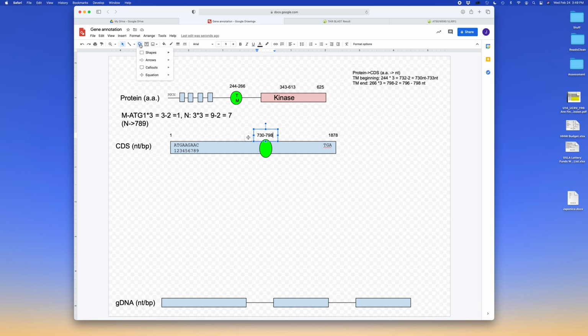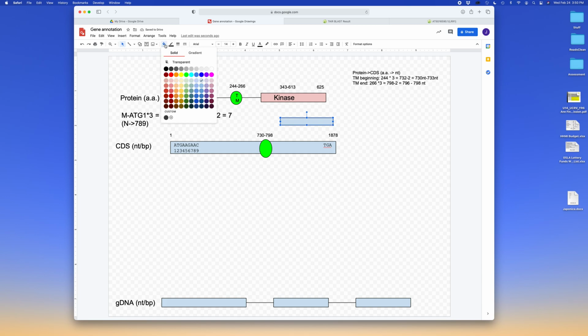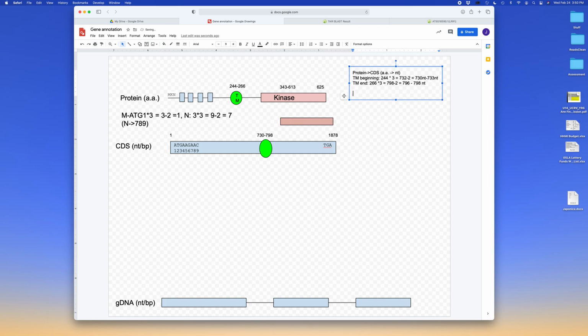Let me draw a box for the kinase. Let's just do it like this for now, and make it the pinkish color there. For the kinase, the same thing. Kinase begin is 343. Times 3 equals 1029. Minus 2 equals 1027. So 1027 to 1029 is that codon.